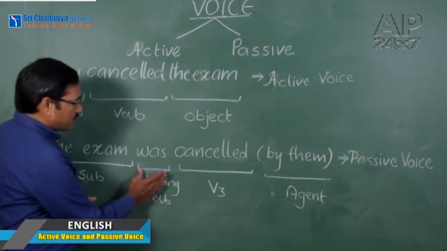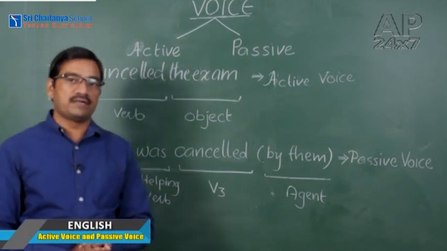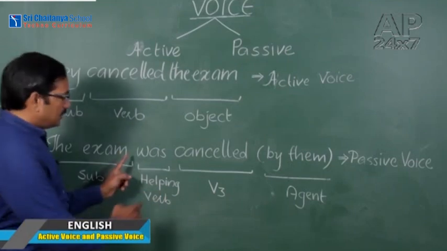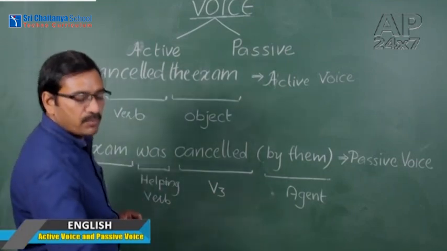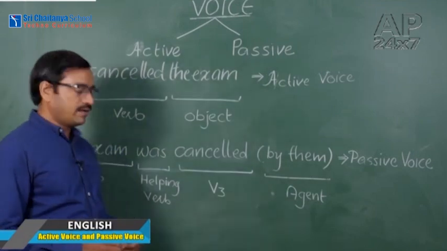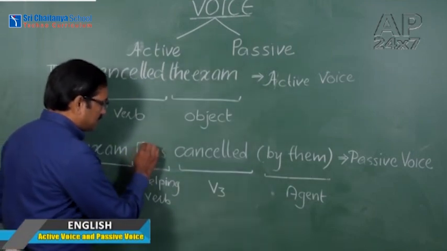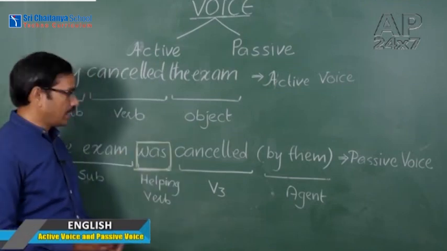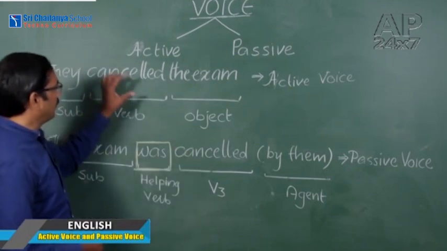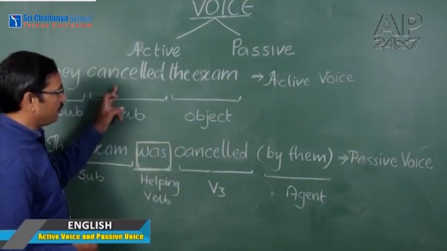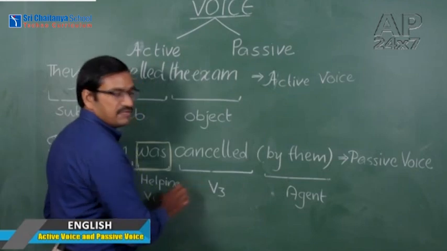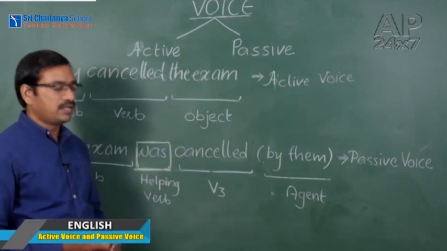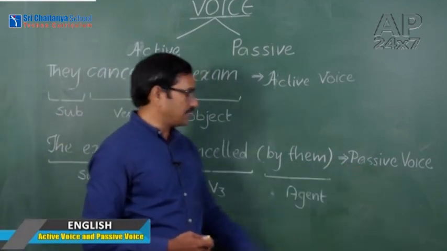And here we have introduced a new verb, was, that is a helping verb. So this particular word is the most important change that we make when we change active into passive voice: introduction of a new helping verb. And the verb we can see here, cancelled, was the V2 form, and here this is the V3 form. So a helping verb along with the V3 form creates the passive voice.